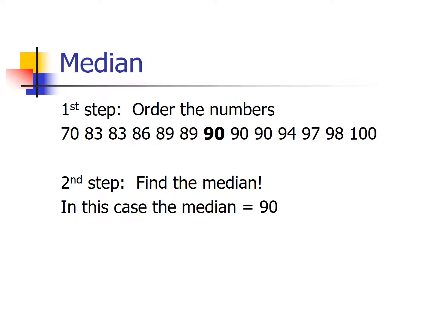So I start at the most extreme numbers. The most extreme numbers are 70, the smallest number, and 100, the largest number. I then move inwards. The second smallest number is 83. The second largest number is 98. I move in again. The third smallest number is 83. The third largest number is 97. I move in again, which gives me 86 and 94. I move in again, which gives me 89 and 90. And then I move in one more time, and there I am. Bingo, the middlemost number. That's the median. So in this case, the median ends up being 90.